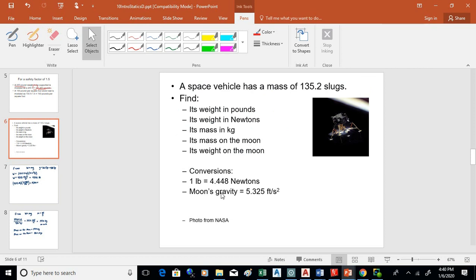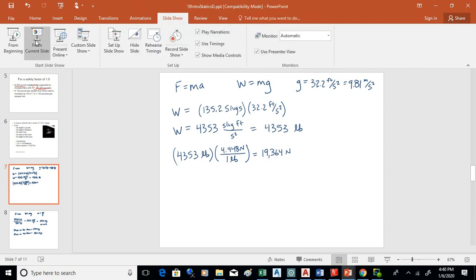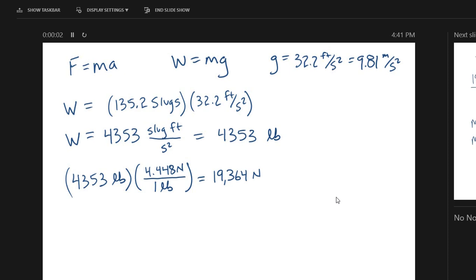Okay. So I'm going to use those equations that I had on the front page of your notes to do this. I'm going to take the mass times gravity to get it into weight. So I know that F equals ma, so the weight equals mass times gravity. I know that g is 32.2 feet per second squared, which is 9.81 meters per second squared. Okay. So there we go.